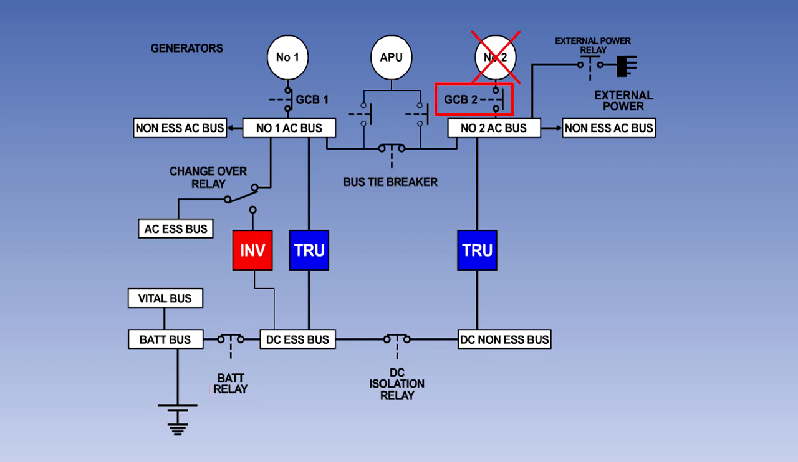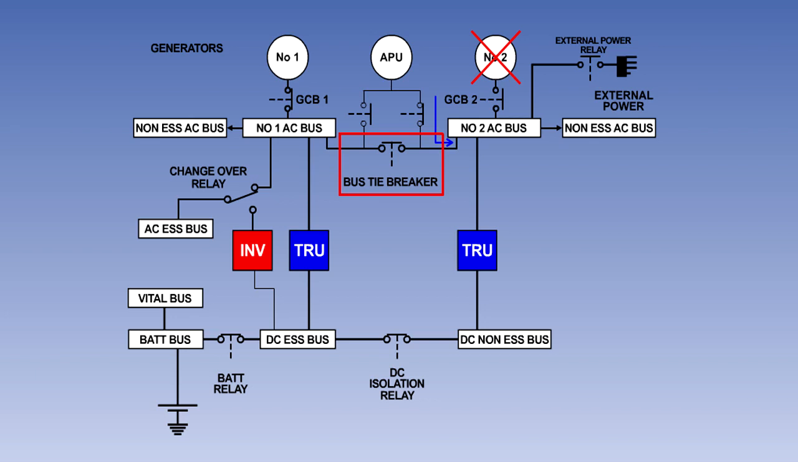If either generator should fail, its generator control breaker will open, disconnecting the generator from its busbar. The bus tie breaker will close automatically, thereby maintaining power to all busbars from only one generator. Loads on the non-essential busbars can be shed if required. If necessary, the APU can be started so that its generator can be brought online to replace the failed engine-driven generator.